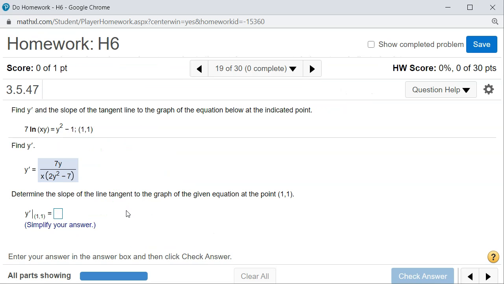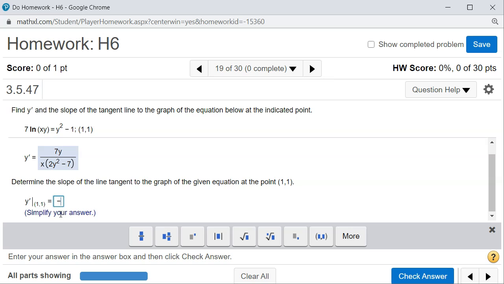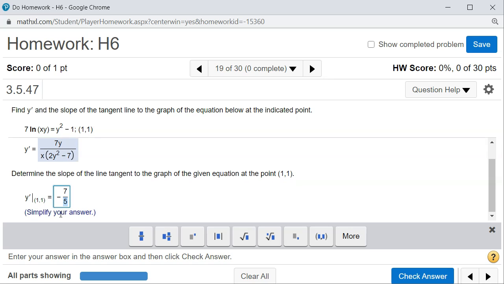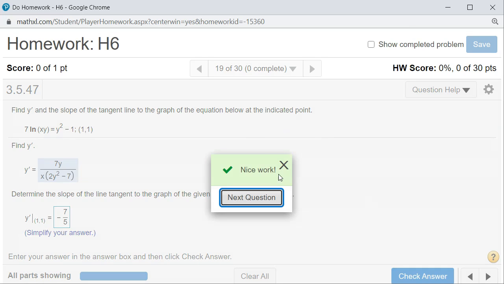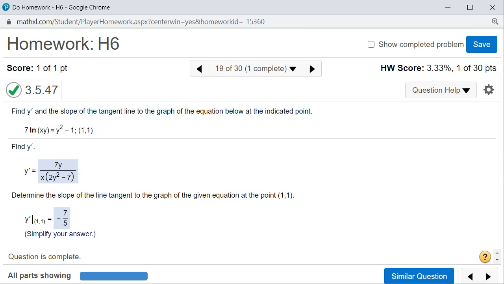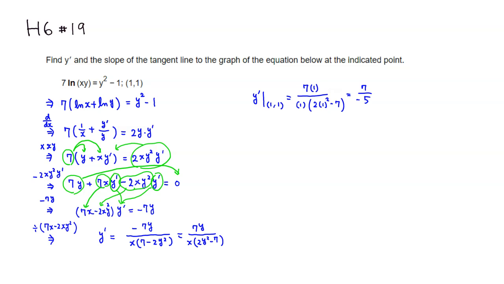So let's type it in. Negative 7 over 5. Let's check the answer. We got that. That's it. I hope that this was clear.